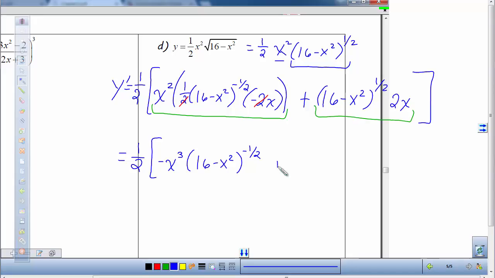Plus 16 minus x squared to the positive 1/2 times 2x. I had a negative here. Yes, I just went on and brought that negative out up front. We were multiplying. All right, so now I think I can start to factor out. What do my terms have in common?